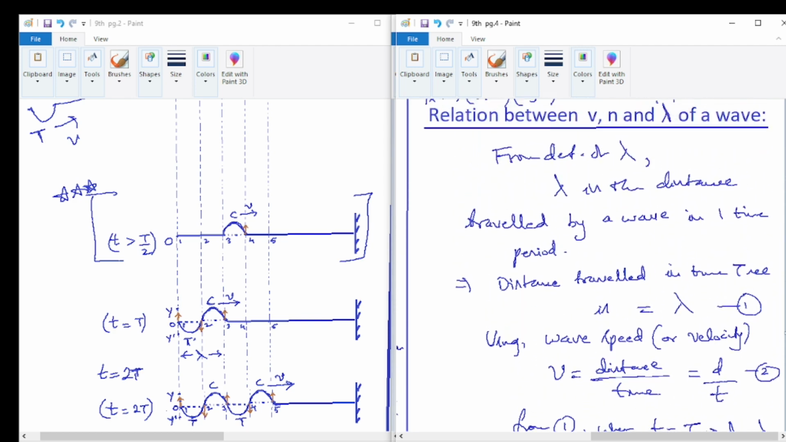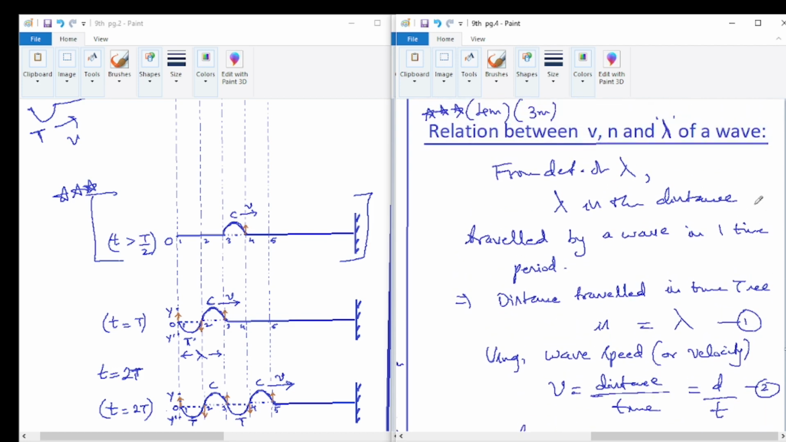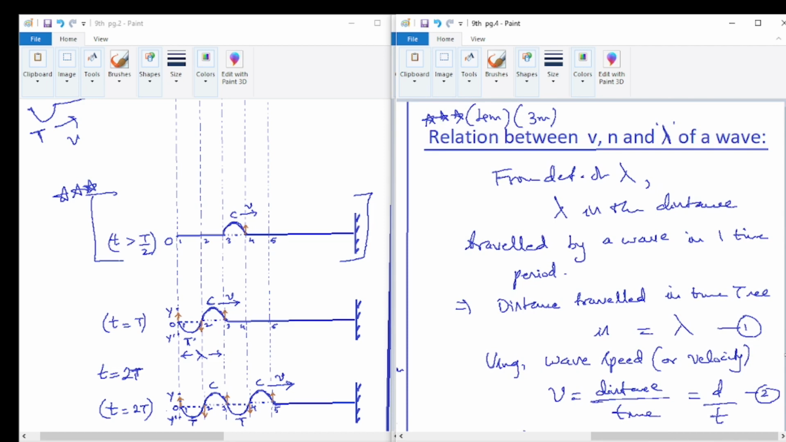So the very useful equation is this one, in the next step. So V, n and lambda, or V, lambda and n. So here what do we have?